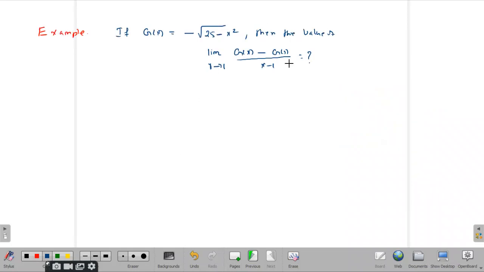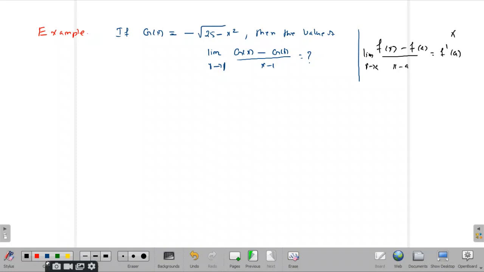The next question, if g of x equal to minus root of 25 minus x square, then find the value of limit x approaches 1 of g of x minus g of 1 divided by x minus 1. What is the fundamental? You must remember, f of x minus f of a over x minus a, limit x approaches a, this is nothing but f dash of a, using the first principle of derivative.